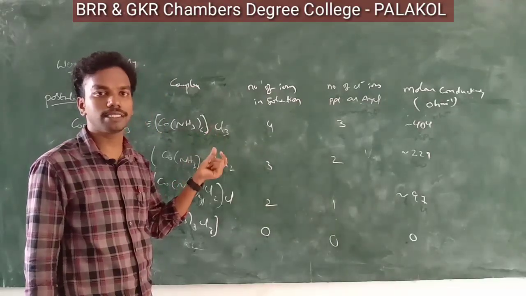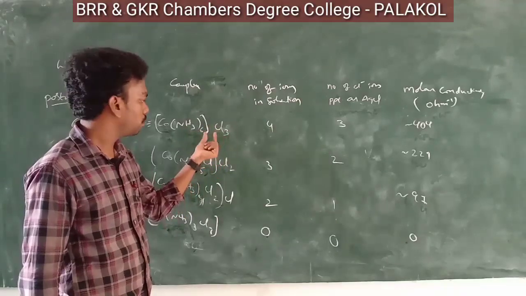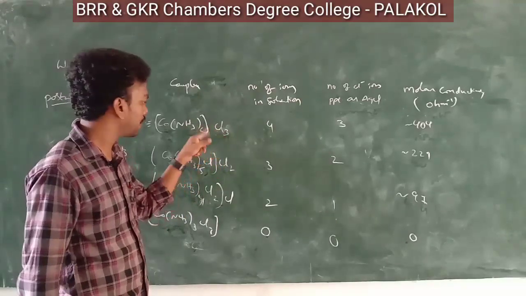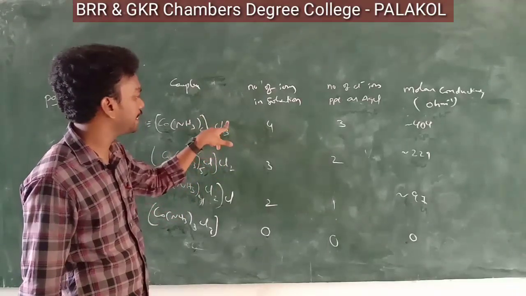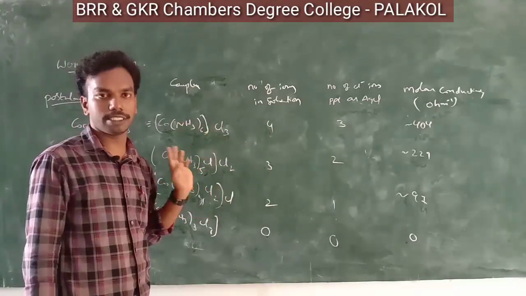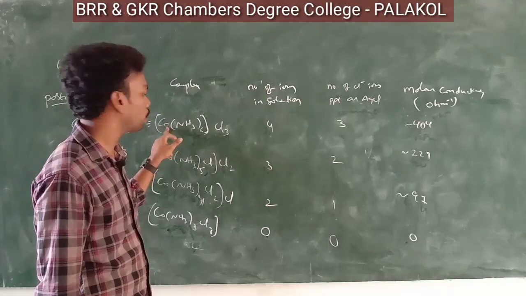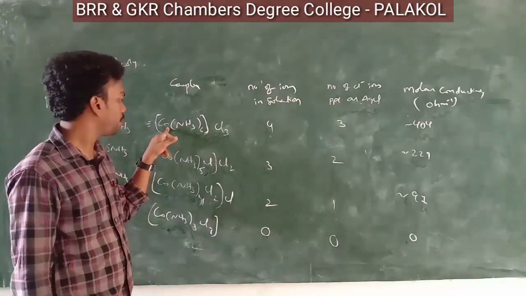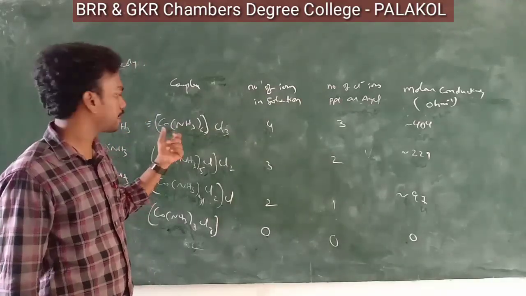So primary valency is ionizable valency. So this part will ionize. It can be ionized as [Co(NH3)6] 3 plus and 3 Cl minus. So overall 4 ions. The primary valency corresponds to the oxidation state, the oxidation state of the central metal atom. How to calculate the oxidation state of the central metal atom here? In the previous class I told you that.